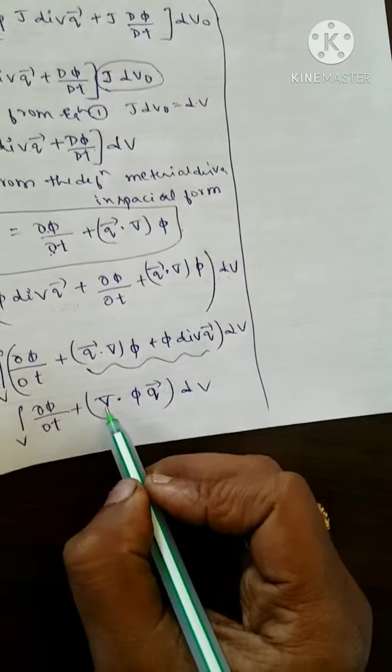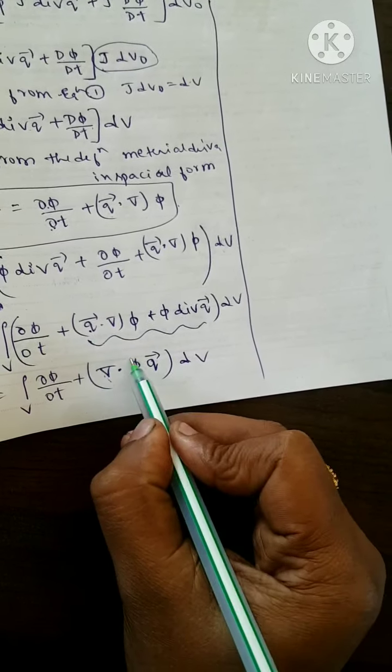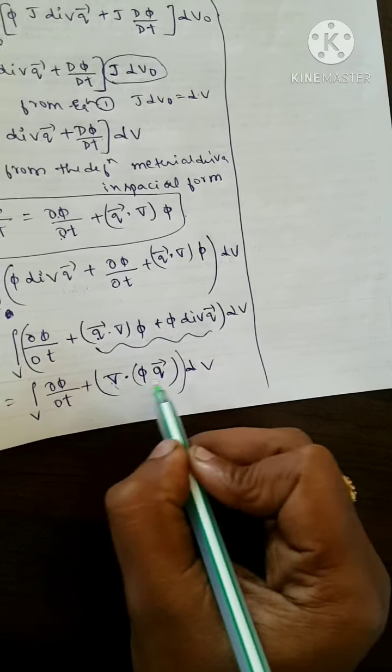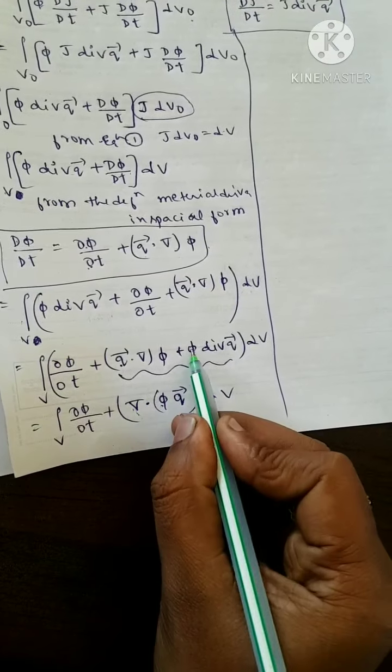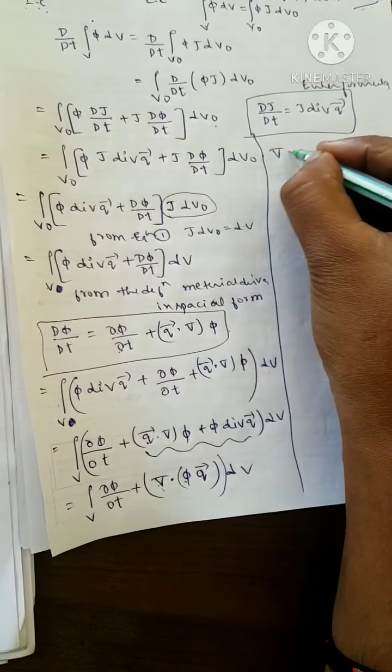Why? Because of the product rule. See, the first term is the product of these two functions, like differentiation. First function, I'll write the step here. Look at this.